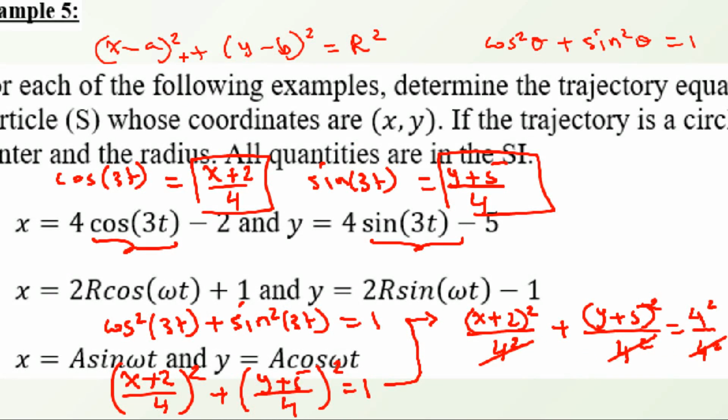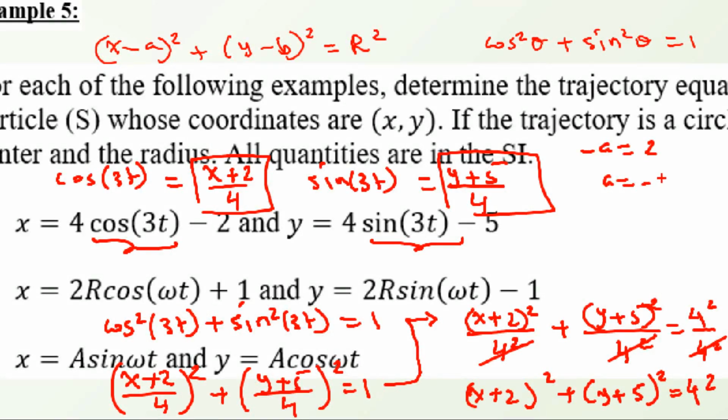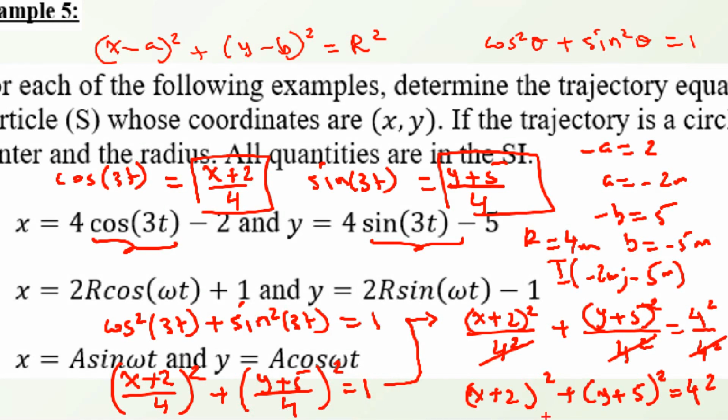And as you can notice, we have achieved the following form: (x + 2)² + (y + 5)² = 4². That would be the trajectory equation. Now what about the center? If you compare, you will notice that negative a is equal to 2, which means that a is equal to negative 2 meters, and negative b is equal to 5, which means that b is equal to negative 5 meters. Then the center is given by (−2 m, −5 m), and 4² is equal to r², then r is given by 4 meters, and that would be the answer. This is the trajectory, this is the center, and this is the radius.